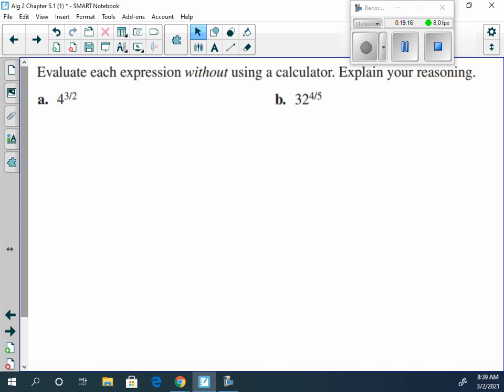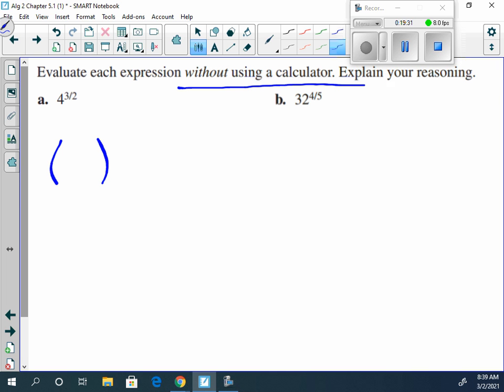These here, we want to evaluate each expression without using a calculator. Now, the main difference is that these here do simplify. Because if we look at 4, can we rewrite 4 as a number to a power? 4 is the same as what? 2 to the 2nd power. And for the ones without a calculator, that's what we're looking for: can we rewrite these numbers as a number to a power?